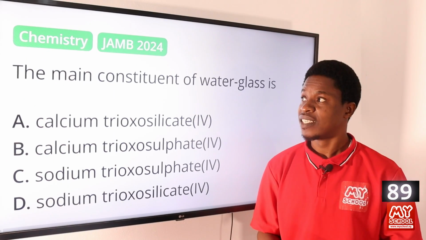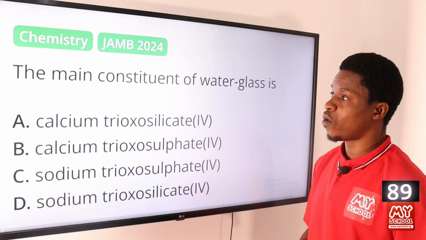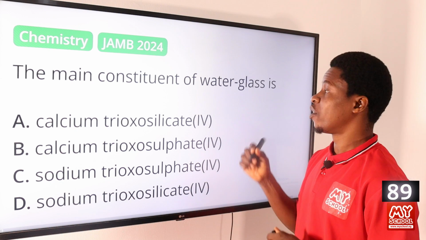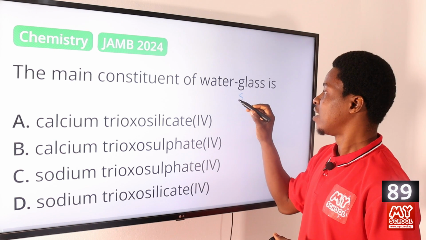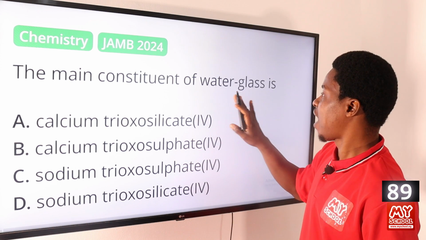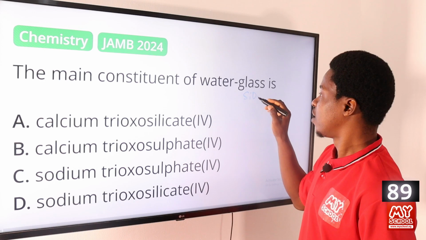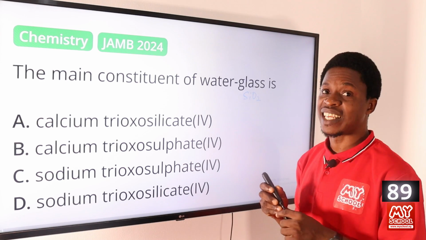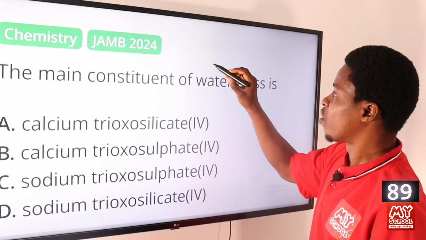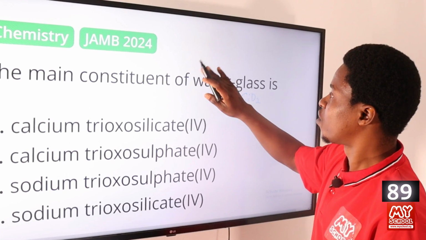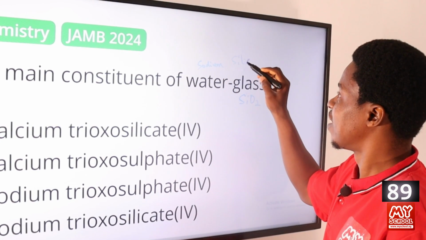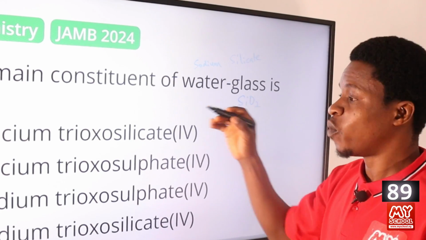Question number 89. The main constituent of water glass is what? Of course, glass is one of the products that you can have as a silicate, like we have SiO2. Water glass is a solid glass that is made from silicate. Water glass is also called sodium silicate. I think this will just help us with the answer.